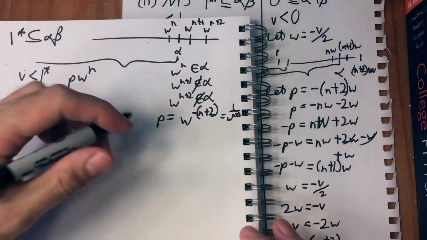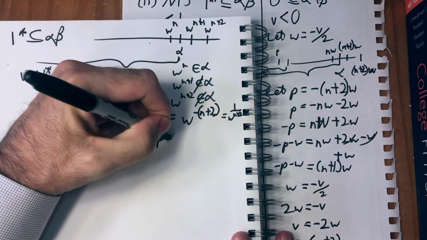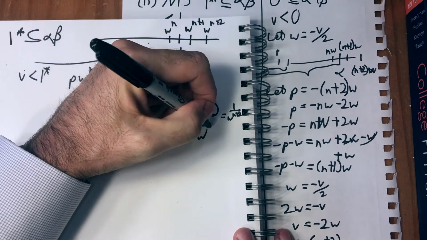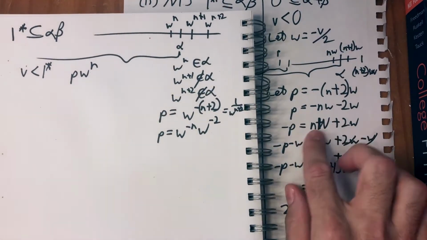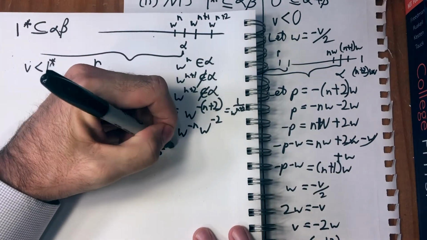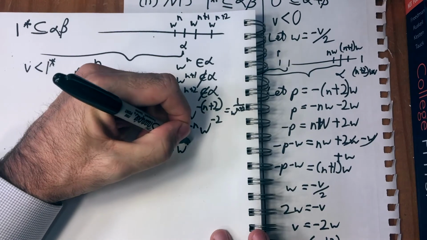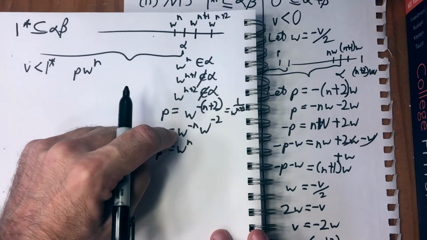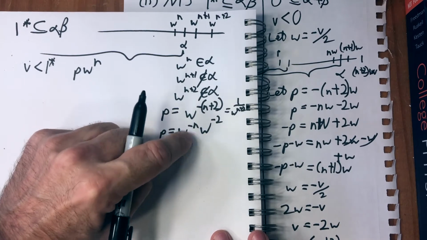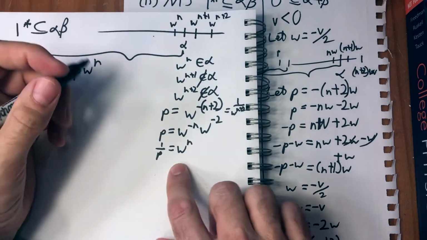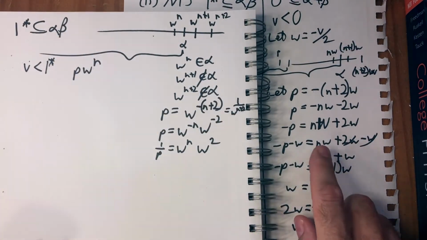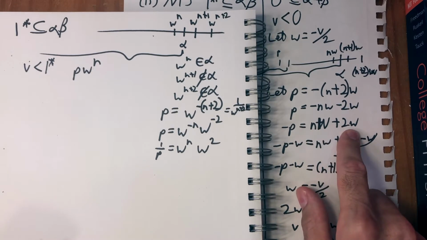So what if we expand this now? We have P equals W to the minus n times W to the minus 2. If we take the inverse of both sides, we have that 1 over P equals W to the n, right? Because the multiplicative inverse means the opposite sign for the exponent. So it's W to the n, W squared. And you see that's this.